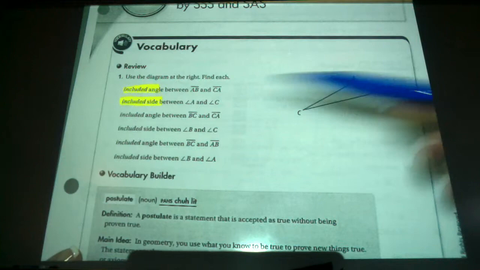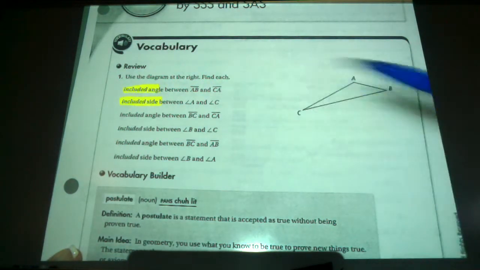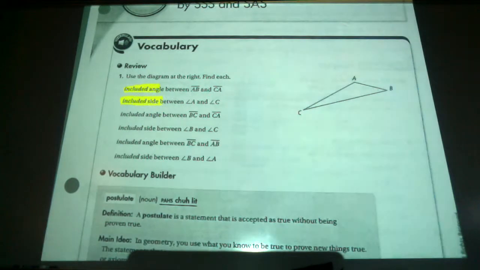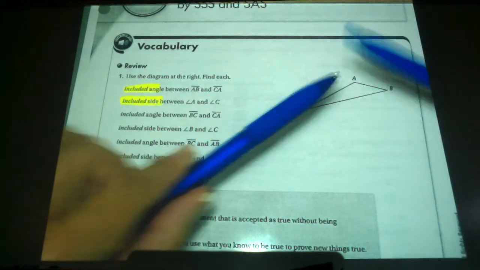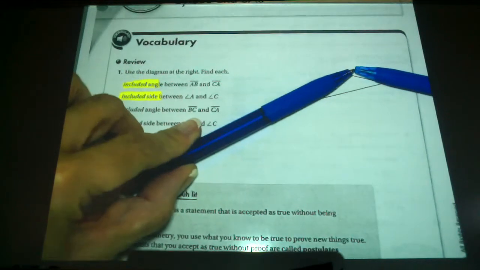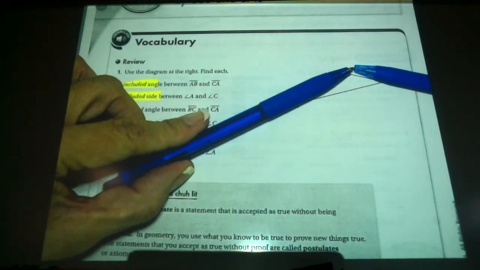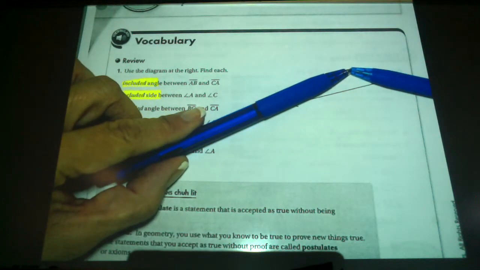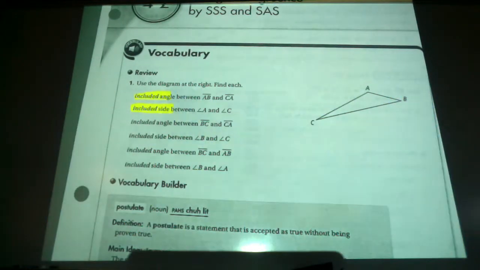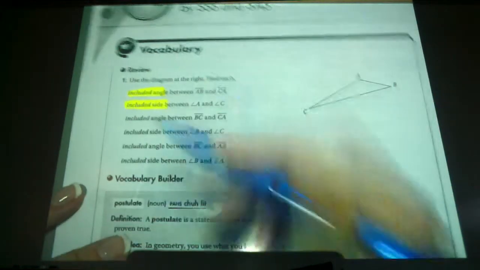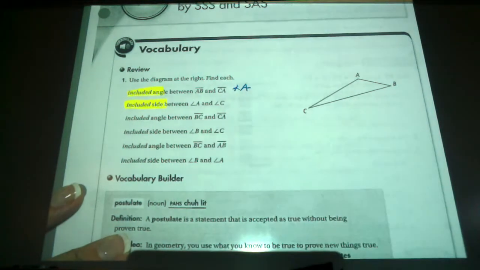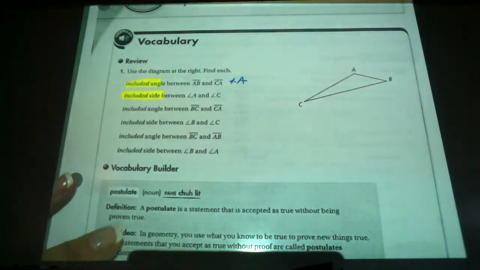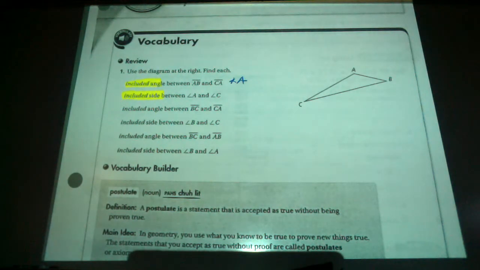So as I'm looking at side AB and side CA, so here's AB and here's CA. If I were to take two pens that anchor those sides together, what's the angle that is in between or is created by those two sides? The angle that's created, isn't it A? Right? So in that hinge is that angle A. So your included angle is angle A. It's what is created by those hinge sides.